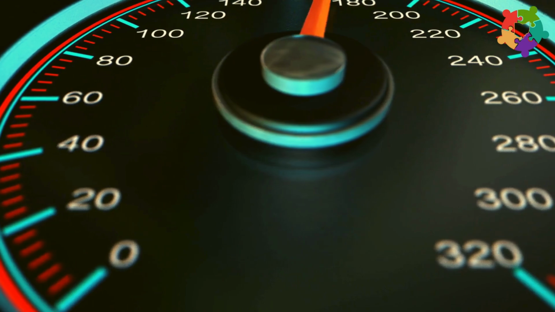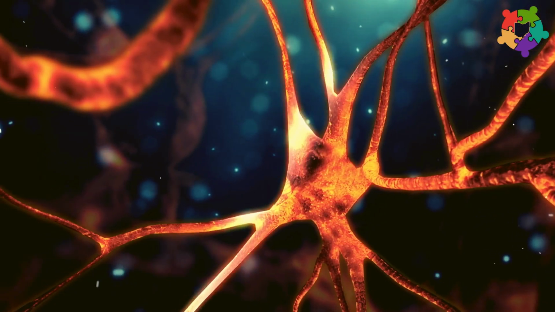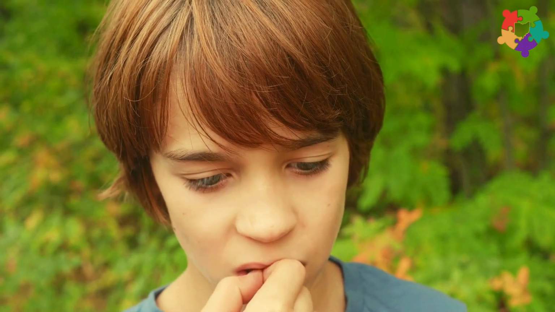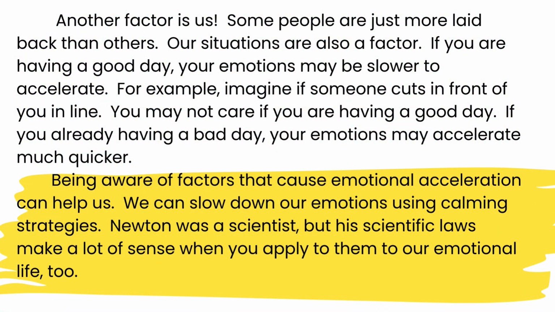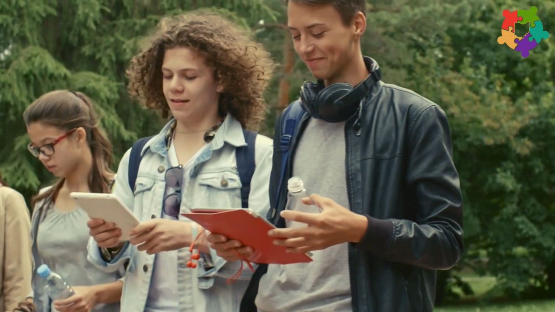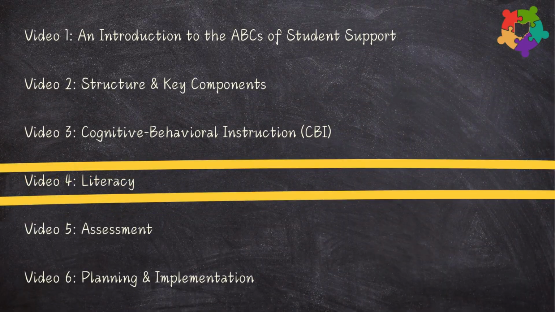The passage connects this scientific idea of acceleration to emotional acceleration, which is what the students have been talking about in CBI. They have been learning about using metacognition to slow down their thinking when frustrated. This integration of literacy, science, and human behavior makes the ABC's curriculum different from other Tier 2 programs. Video 4 will dive into the literacy component in greater detail.